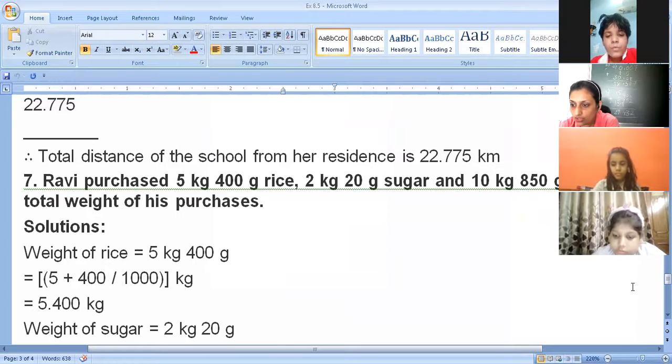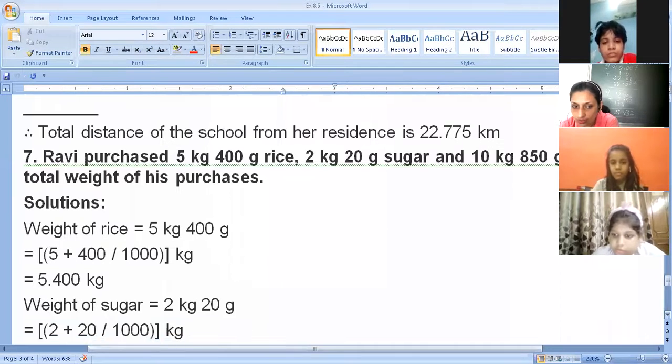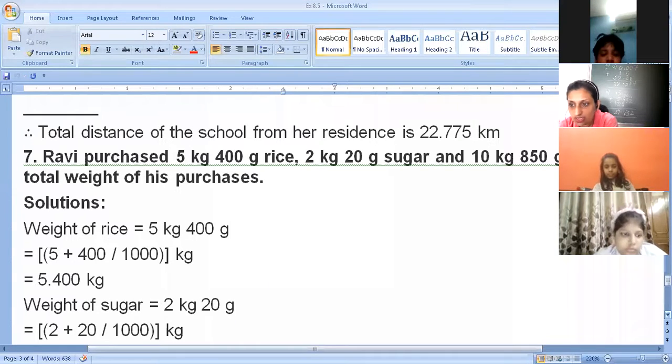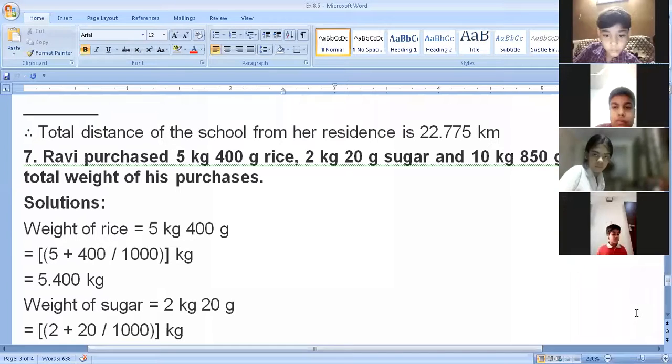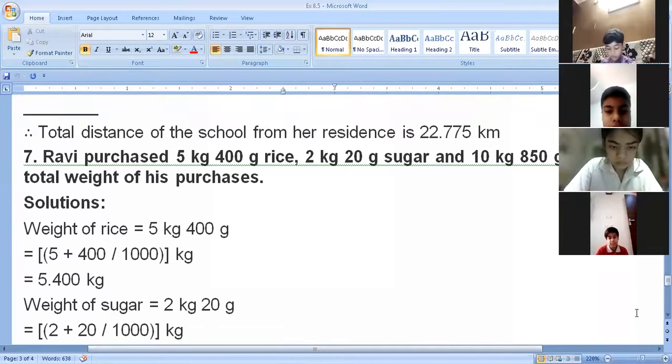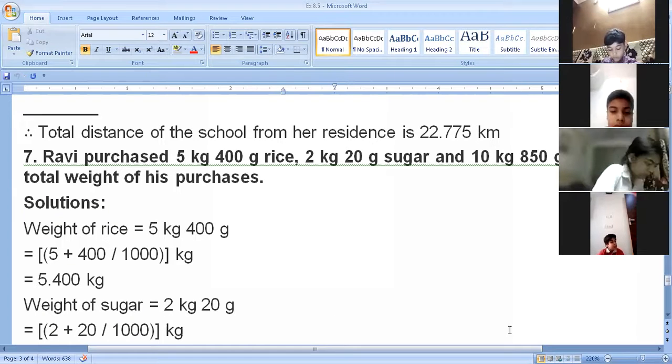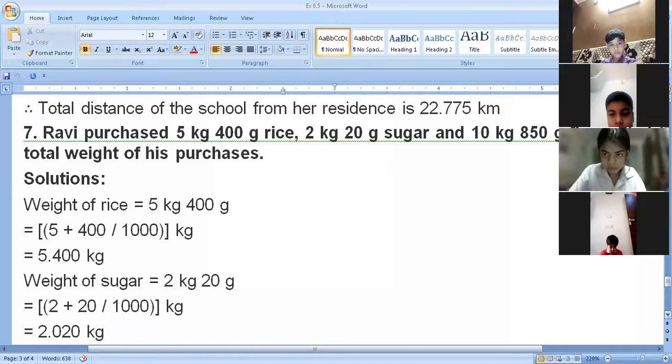So 20 upon 1000. It will become 20 upon 1000. 2 plus 2 kg, the whole part, will remain as it is. 20 grams, when you change into kg, will become 20 upon 1000, because 1 kg is equal to 1000 grams. And in the denominator there are 3 zeros. So when you write in the decimal form, it will become 0.020. Yes, 2.020 is the correct answer. 2.020.